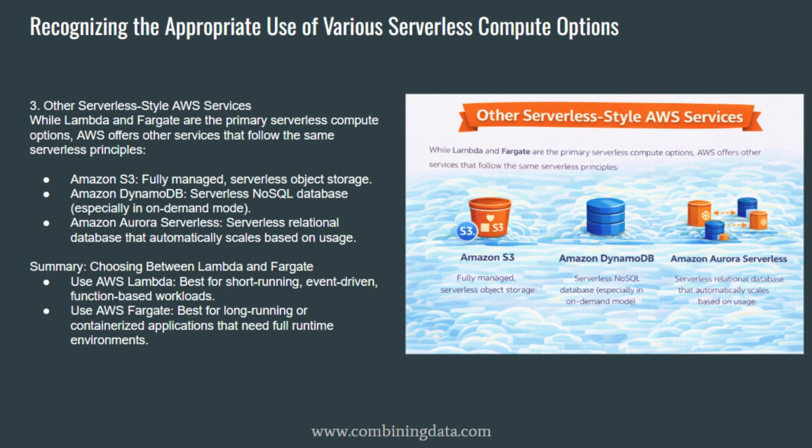In one sentence, Lambda is best for functions triggered by events, while Fargate is best for running containers without managing servers. That distinction alone answers many AWS exam questions correctly.